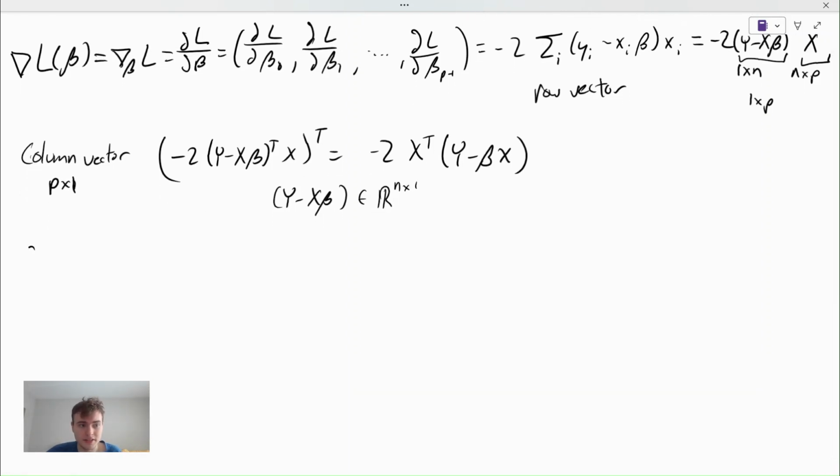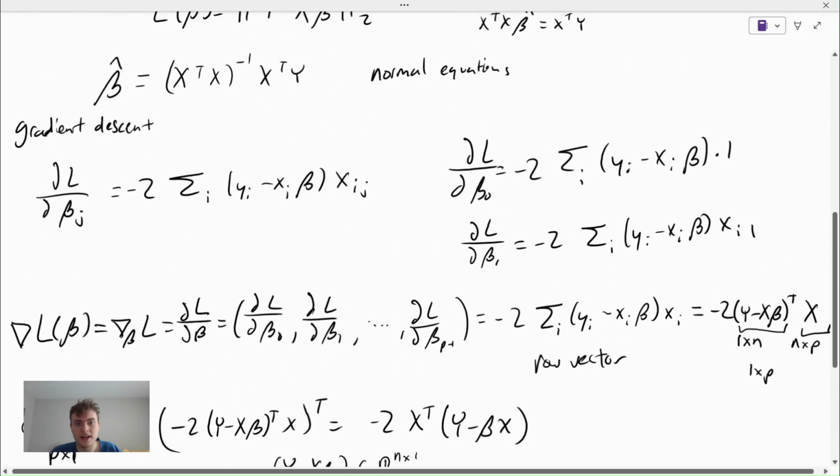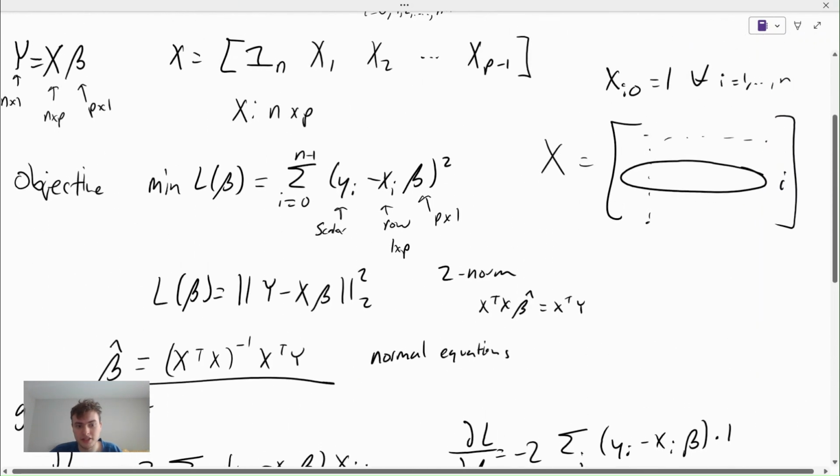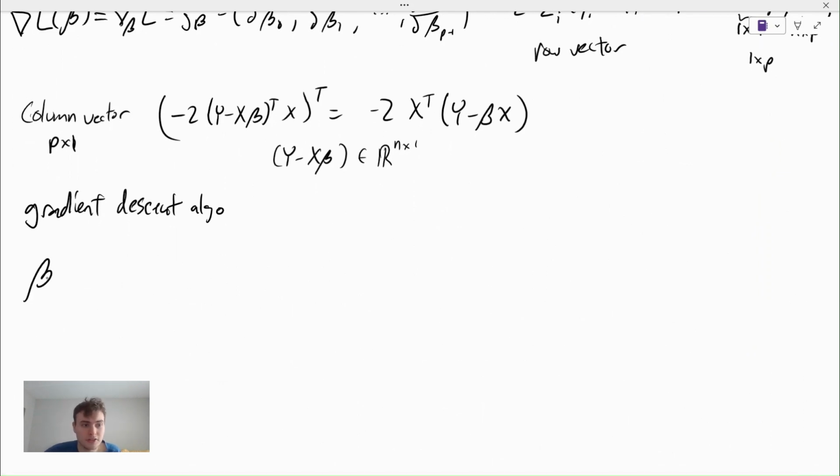But moving on, let's go to the gradient descent algorithm. And for that, instead of using a direct method as the normal equations do to find beta, we're using an iterative method. So we start with an initial guess for the solution, beta 0. We can initialize it to 0.